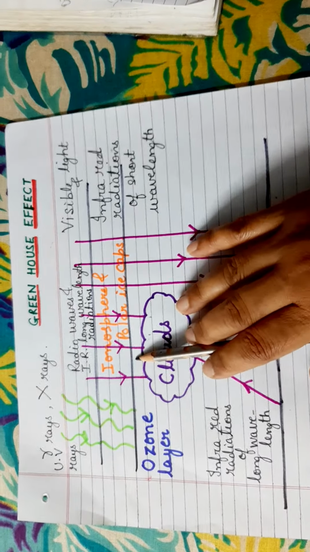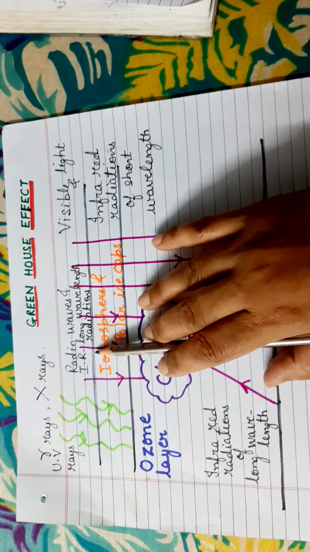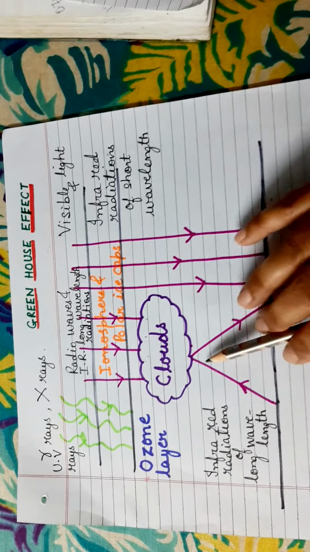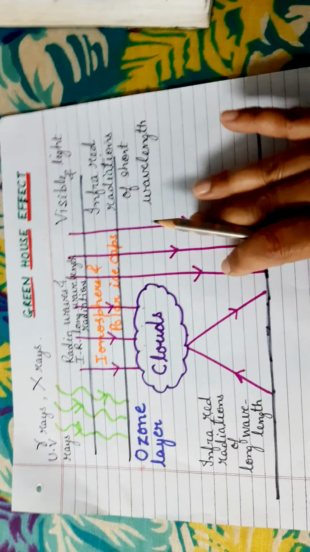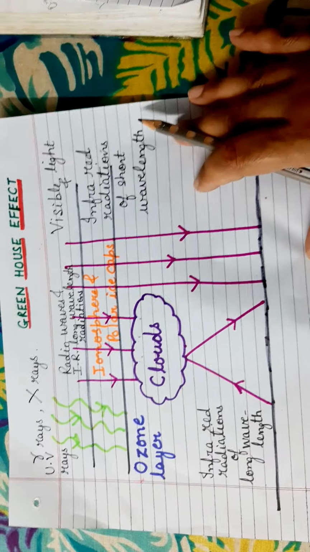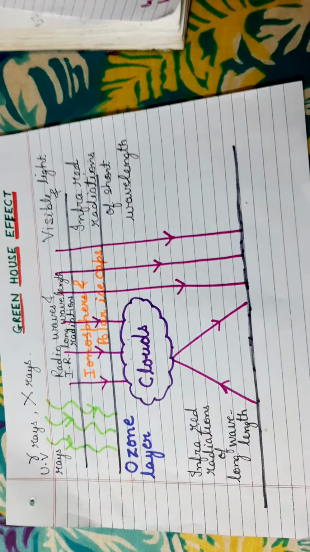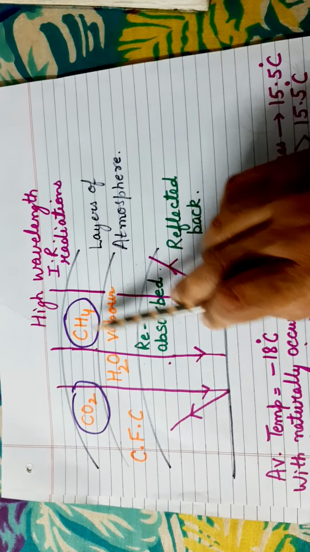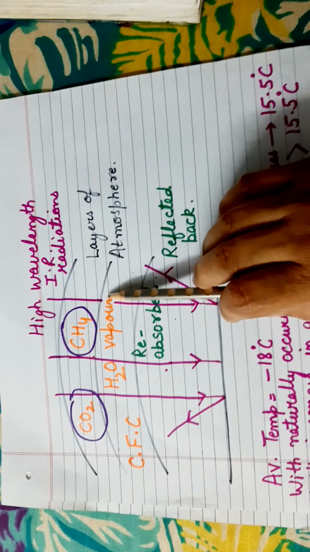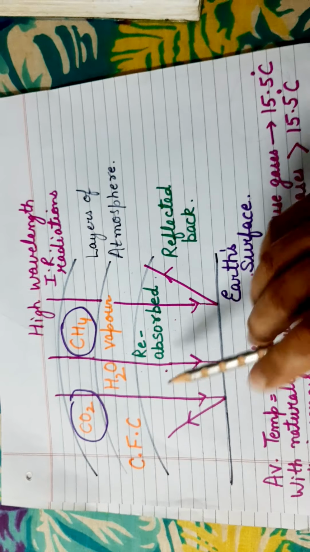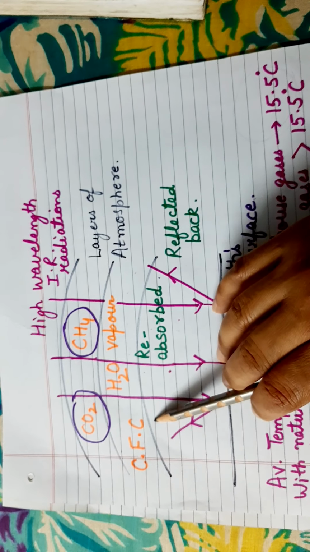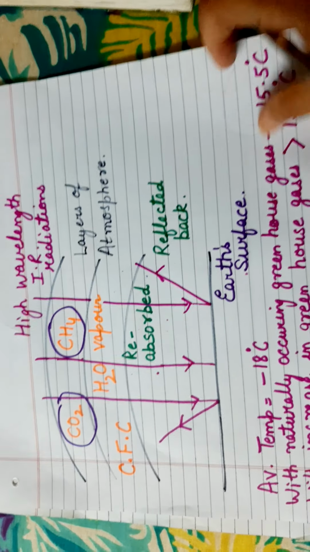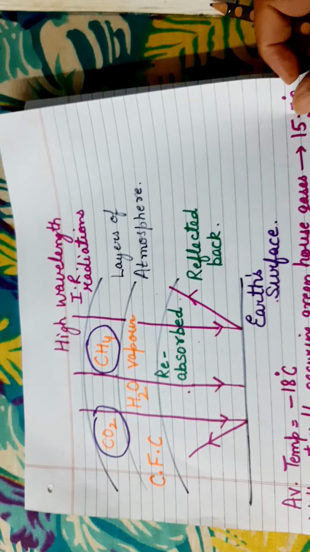And the long wavelength radiations, infrared radiations, are absorbed by the clouds. And when they are reflected back, it is not totally reflected back, some part of it is trapped. And what traps it actually? The greenhouse gases trap it. The greenhouse gases like carbon dioxide, methane, water vapor and CFCs trap these reflected infrared radiations. They are reabsorbed by the earth, due to which the temperature of the earth is rising alarmingly. It is going up, which is leading to global warming.